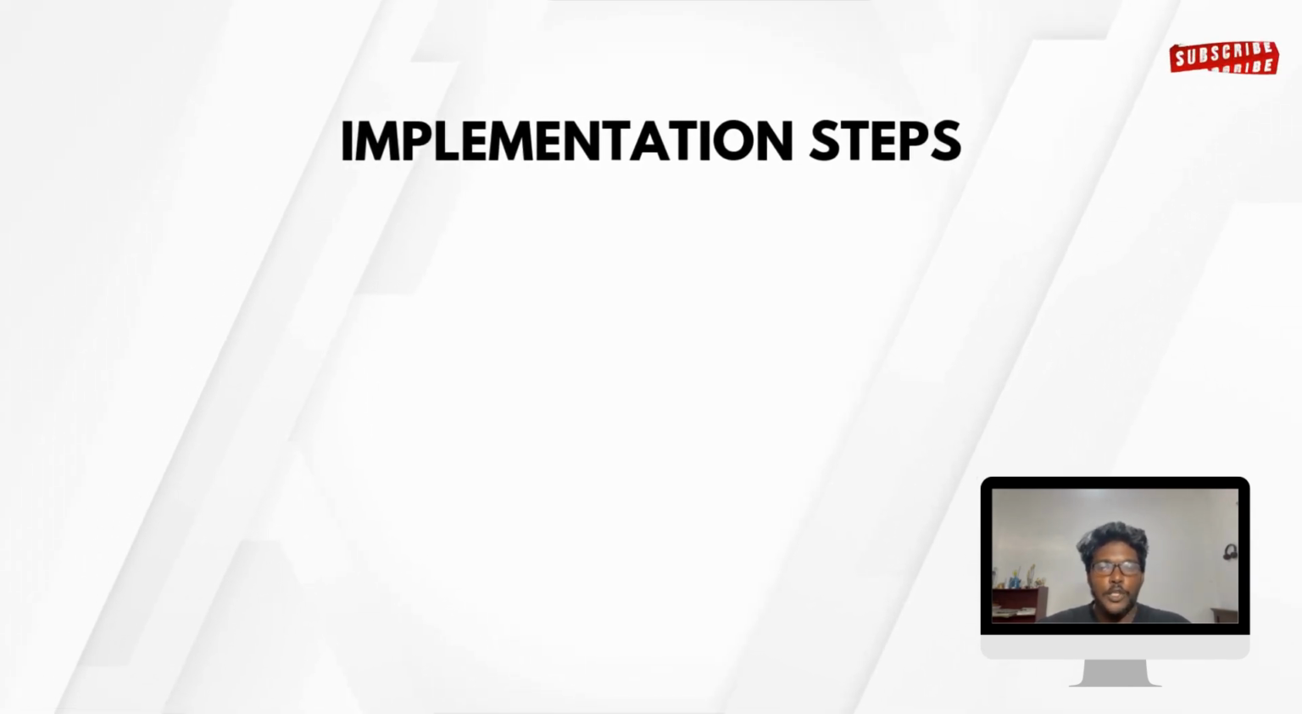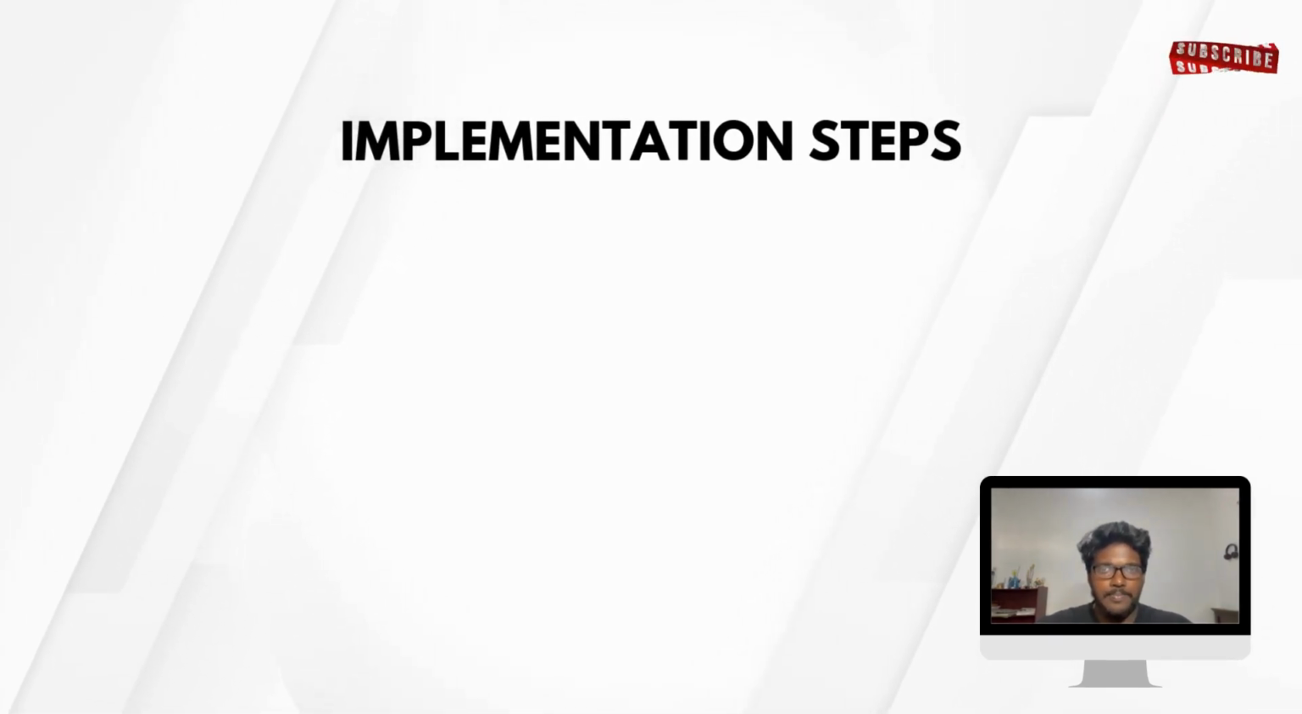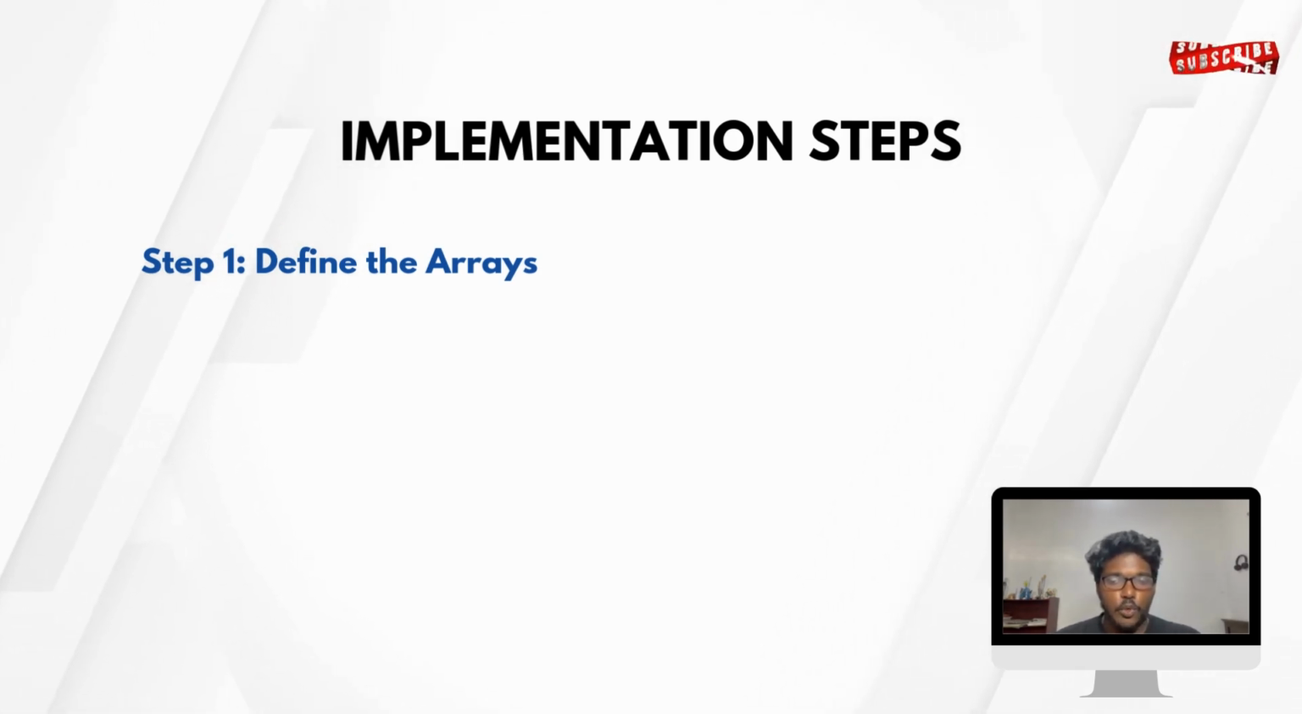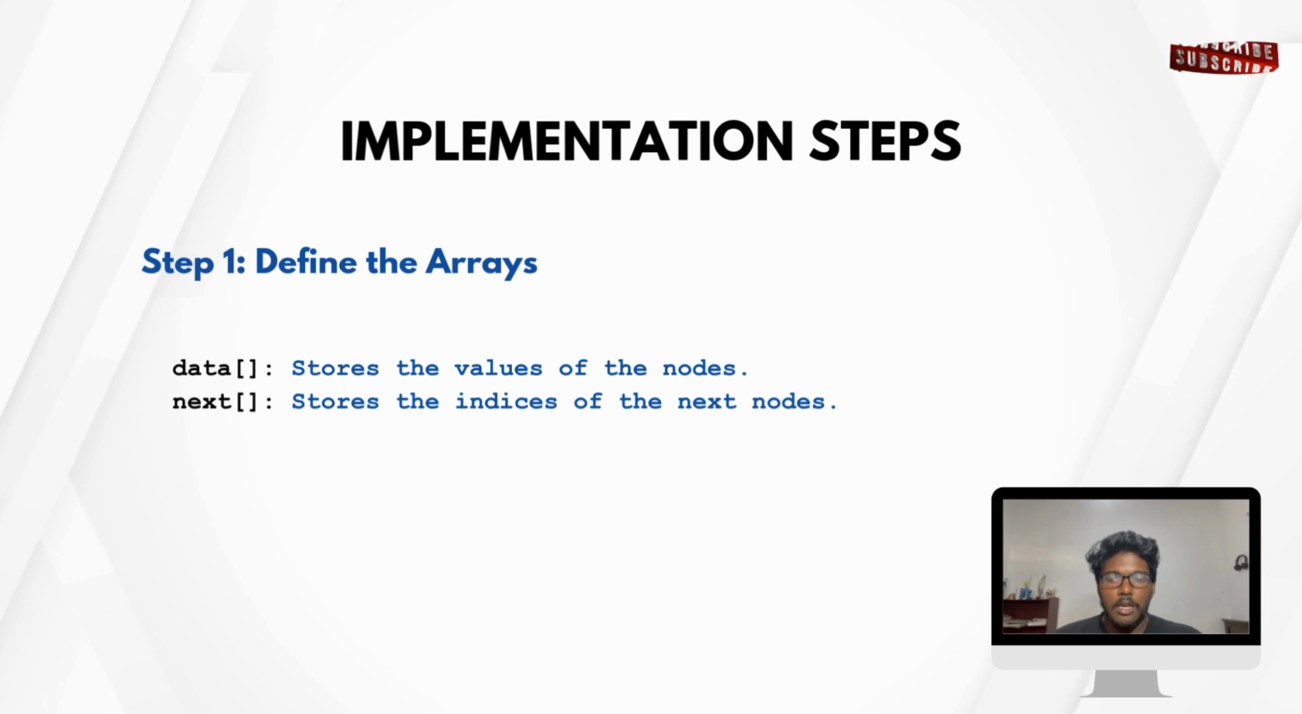Let's dive into the implementation. Here's how we'll do it step by step. First, defining the arrays. We start by defining two arrays: data to store values and next to store pointers. Initially, all values in data are 0 and all pointers in next are set to -1, indicating the end of the list.